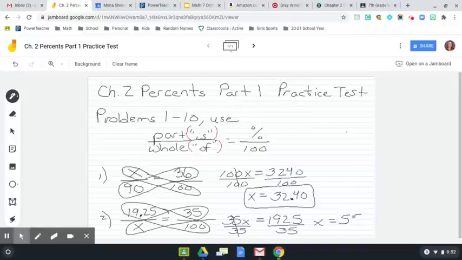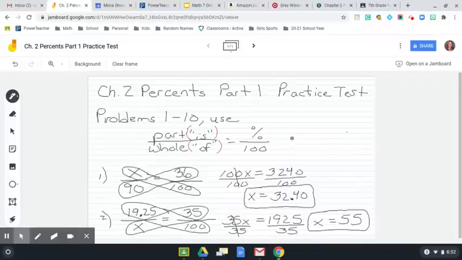You should see and get 55. X equals 55. Okay, so you have found your whole, your missing denominator, the of. So I've started you out on numbers 1 and 2. Now again, remember I said through 10. So you have 8 more problems that you are using this setup right here.